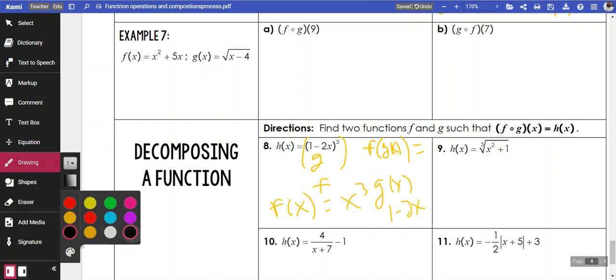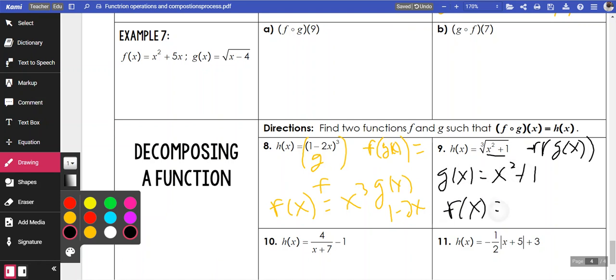I'll do another one with you. If you look at this guy, h of x, they want us to find f of g of x. So they want you to find f and g. So this guy right here is probably my g of x, that's my x squared plus 1. And my f of x is just going to be cube root of big X. All right? A little tricky, but that's okay.